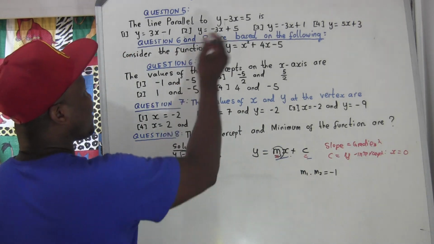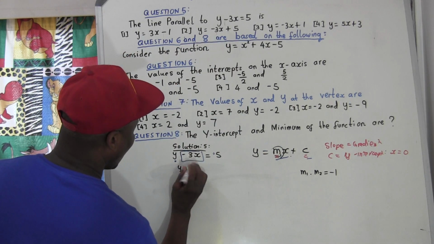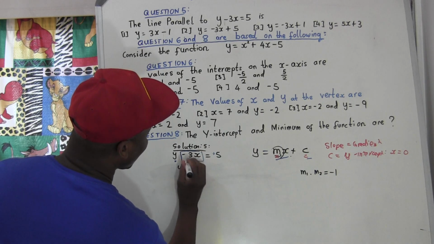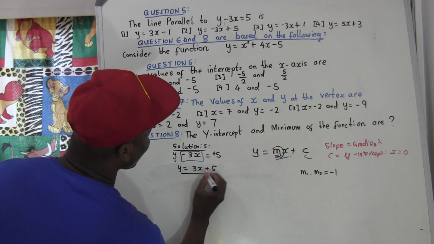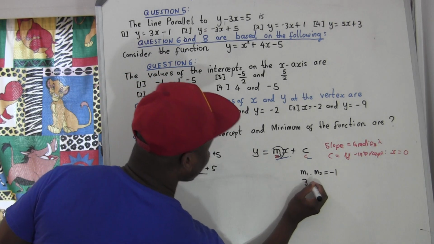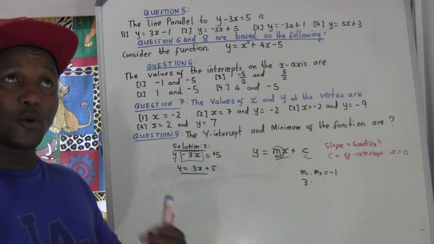Oh my God, I have to rewrite this again because I erased it by mistake. Okay, it's going to be 3x, and then plus 5. So the slope of line 1 is 3. Let's say we're looking for the slope of line 2.